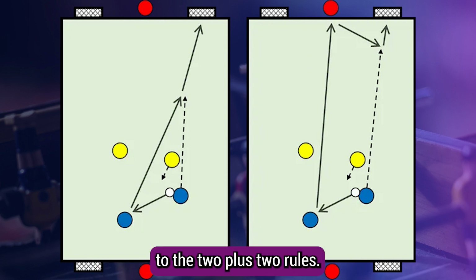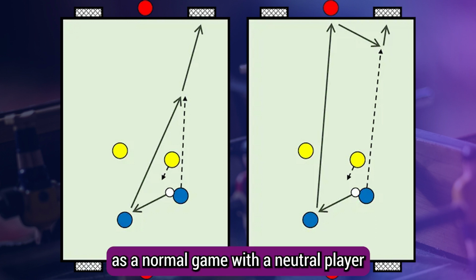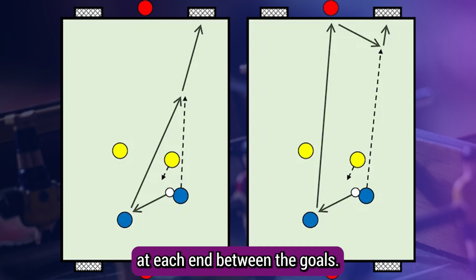2v2+2. Rules. Field size approximately 24x18 meters. Played as a normal game, with a neutral player at each end between the goals.